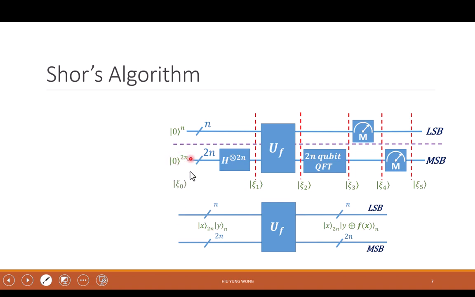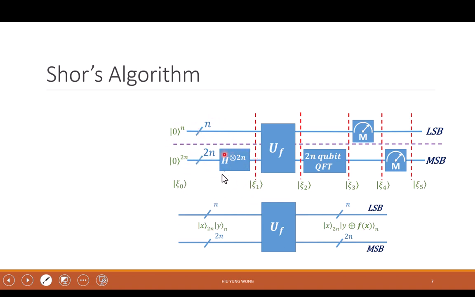How many bits do I have here? Well, what do you read? What does it say? It's even, but how many bits? Yeah, 2n qubits. Okay? And how many bits do I have here? So I do need 3n qubits. I'll discuss what is n later.